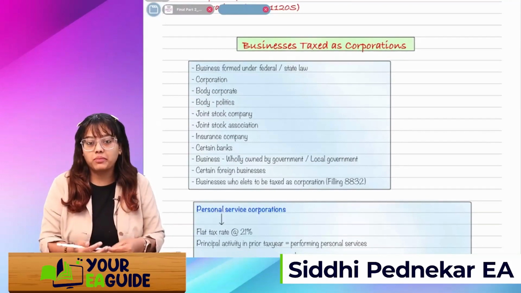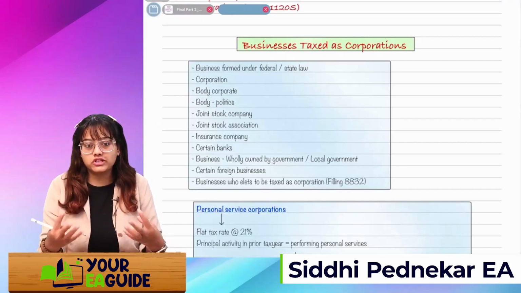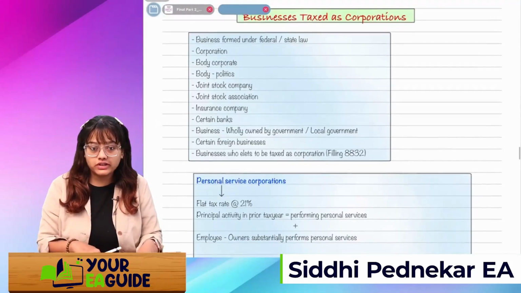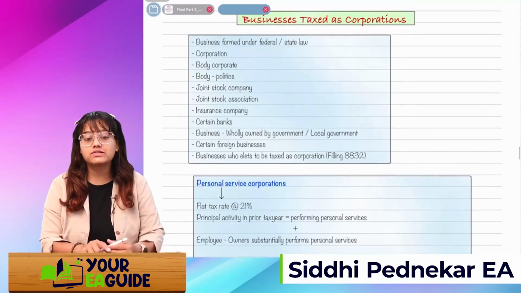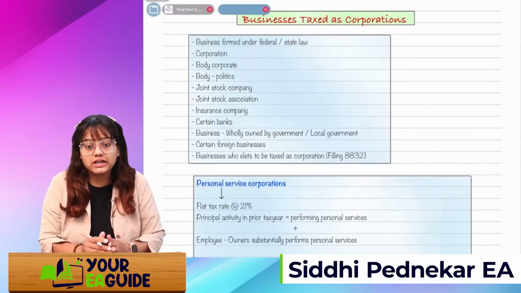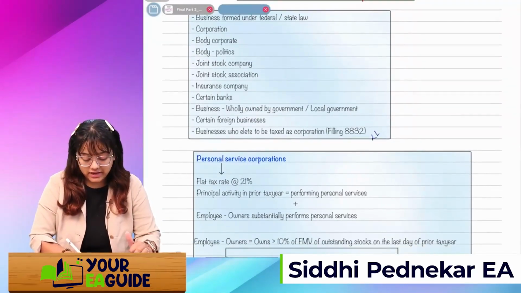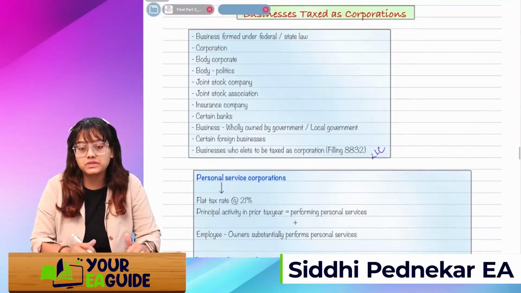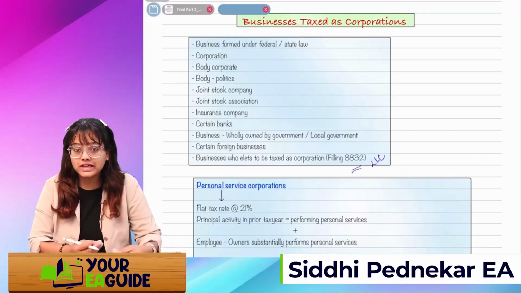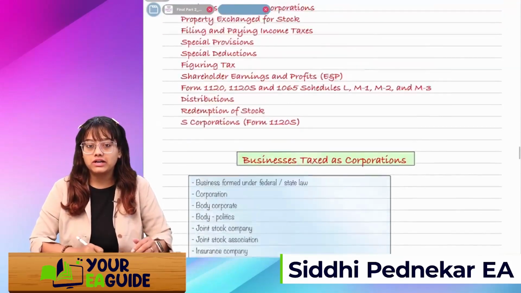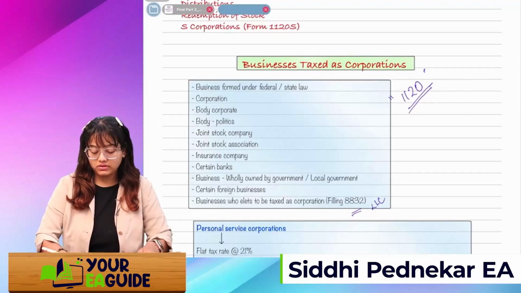Business formed under federal or state law, corporation, body corporate, body politic, joint stock company, joint stock association, insurance company, certain banks, businesses wholly owned by the government, local government, certain foreign businesses, and businesses that elect to be taxed as a corporation by filing Form 8832. If it's an LLC, they can elect to treat themselves either as an S corp, C corp, or as a partnership. So if they file Form 8832 and elect to be treated as a corporation, they will be covered under this chapter and this tax law, I can say 1120.